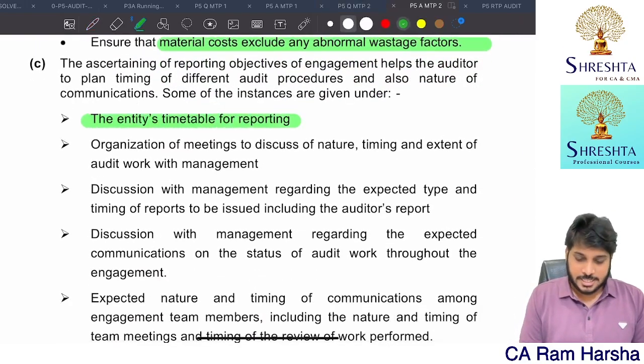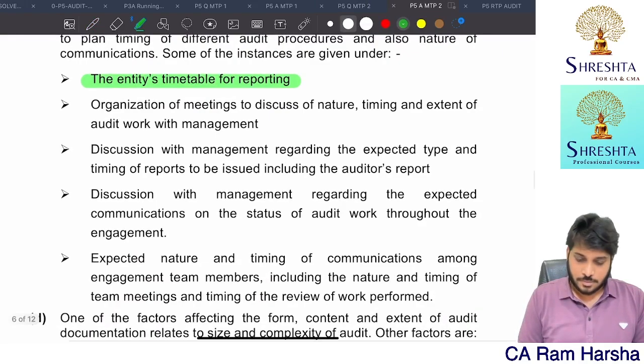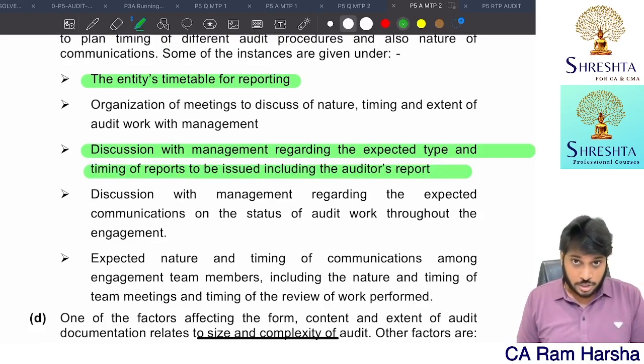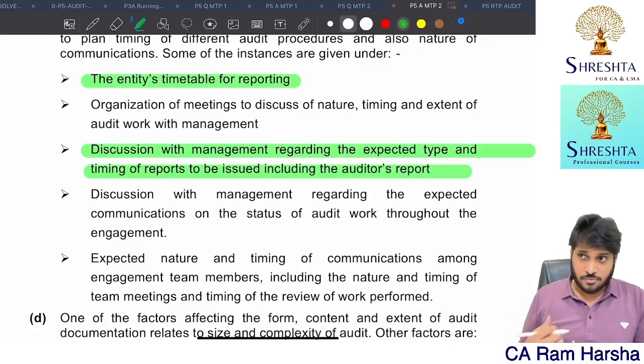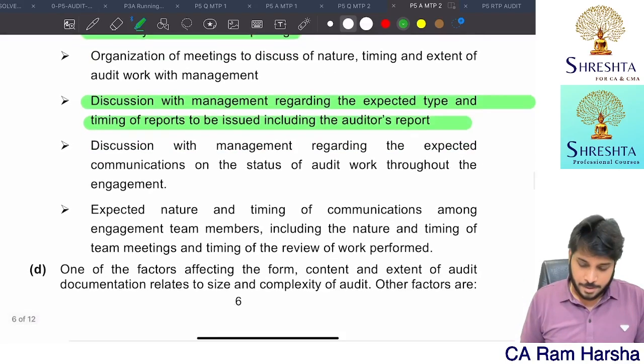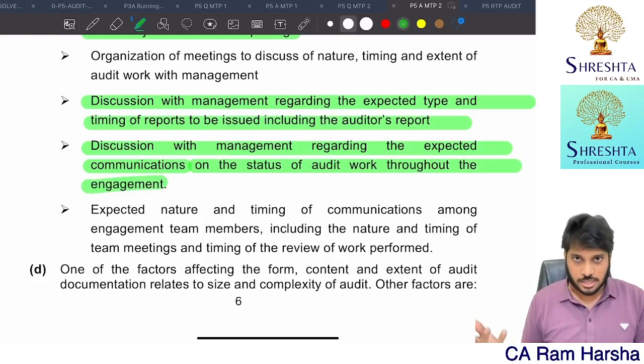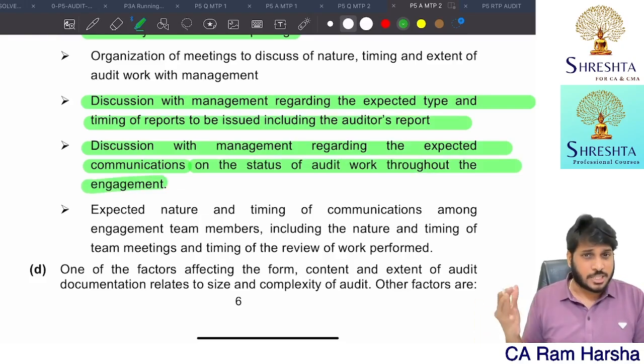What is the entity's timetable for financial reporting? Discussion with management regarding expected type and timing of reports to be issued, including auditor's report. So you need to discuss with management at the beginning itself what all the reports are that they need from us, including audit report, and what is the timeline? And discussions with management regarding expected communications on the status of the work throughout the audit. So throughout the audit, when and all I should update management regarding status of the work.